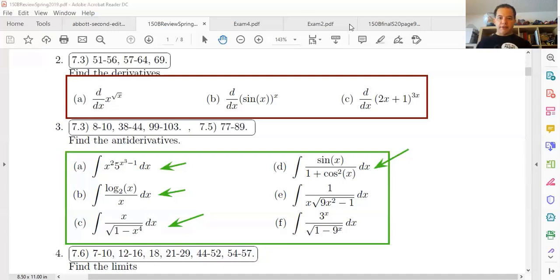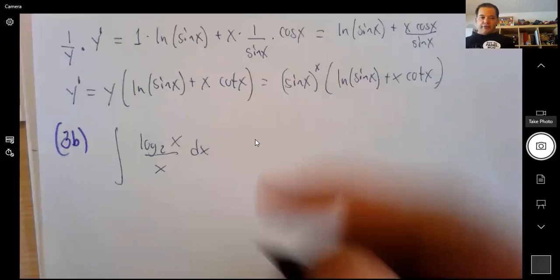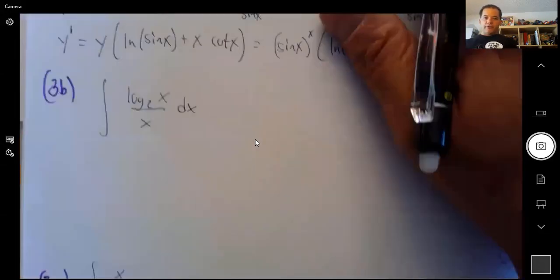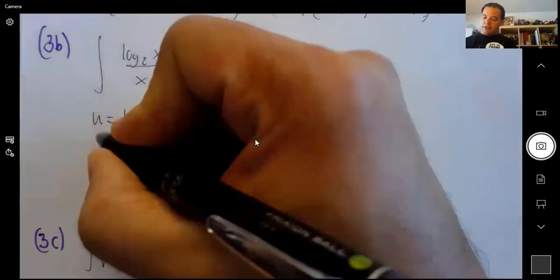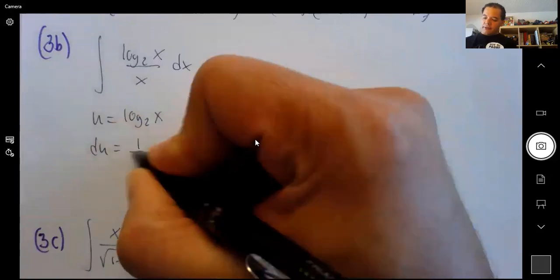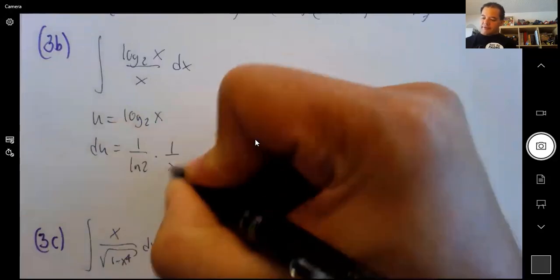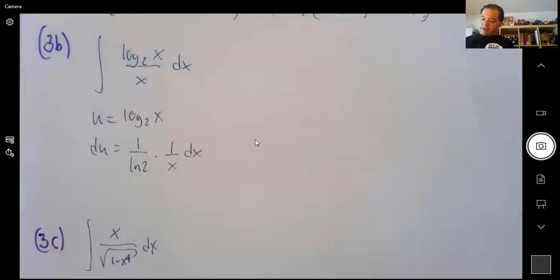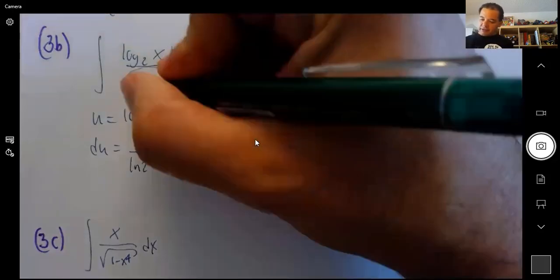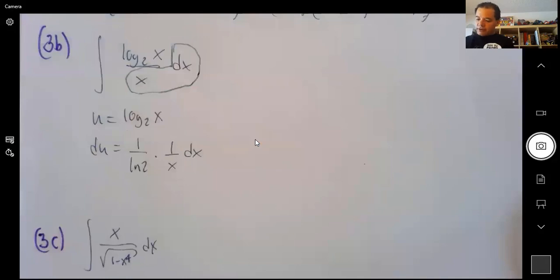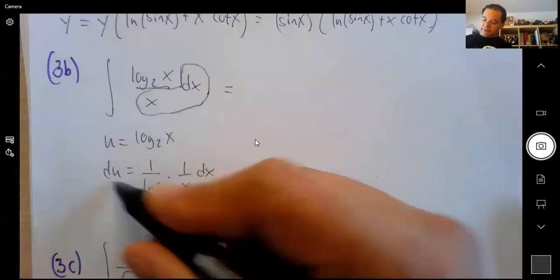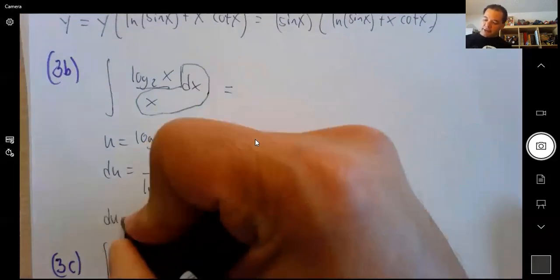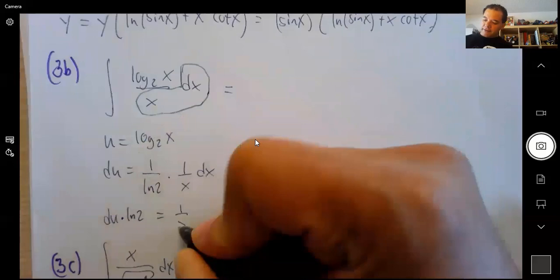Okay, let's take a look at these. Okay, so like you said on this one, let's use as our u the logarithm base 2 of x, which means du is 1 over ln2 times 1 over x dx. And you can tell that we have the 1 over x and the dx right here, right? So the only thing we don't have is the ln2. So if you solve for 1 over x dx, it will be du times ln2 is 1 over x dx.